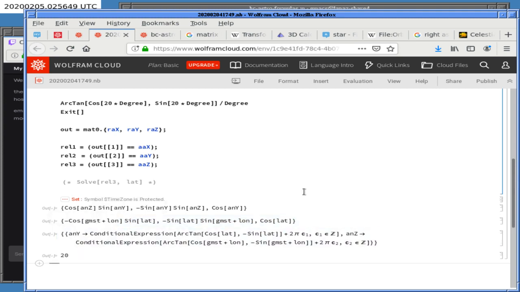Okay. Still not so. A and Y is going to be the longitude. A and Z is going to be the longitude because it's a flip around the Z axis. Not quite there. There. And A and Y is going to be the flip that's based on latitude. So A and Y latitude.